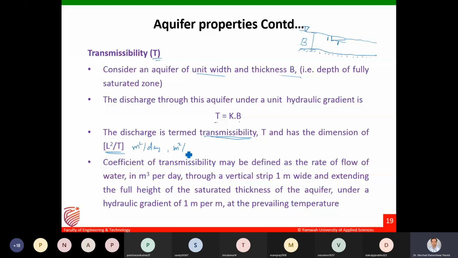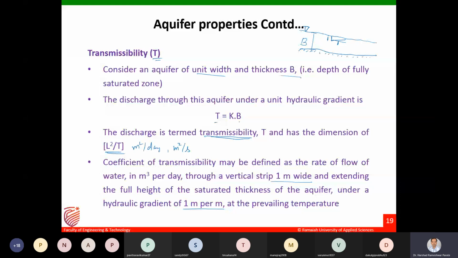So if you want to define, you can define in this way. The coefficient of transmissibility may be defined as the rate of flow of water in meter cube per day through a vertical strip 1 meter wide, extending the full height of the saturated thickness of the aquifer under a hydraulic gradient of 1 meter per meter at a prevailing temperature. Here the reason we mention meter cube per day is because we are mentioning a vertical strip 1 meter wide. So this is how we can define the transmissibility of an aquifer.